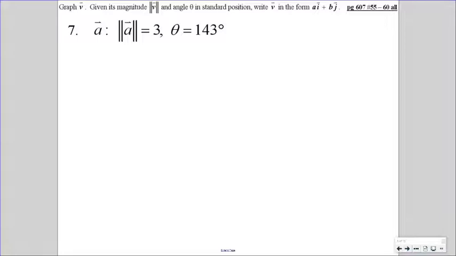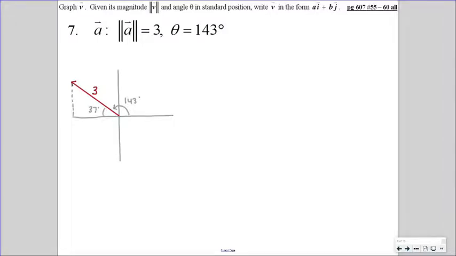So let's actually draw this, and then we'll see what we're looking at for horizontal and vertical components. If theta is 143 degrees, then our vector A is going to sit in the second quadrant, just a little bit more than halfway through that second quadrant. The magnitude of that vector is 3, which means the length is 3. This is that 143 degrees. So I also know the inside angle there. It's just 180 minus 143. This angle here is 37 degrees.